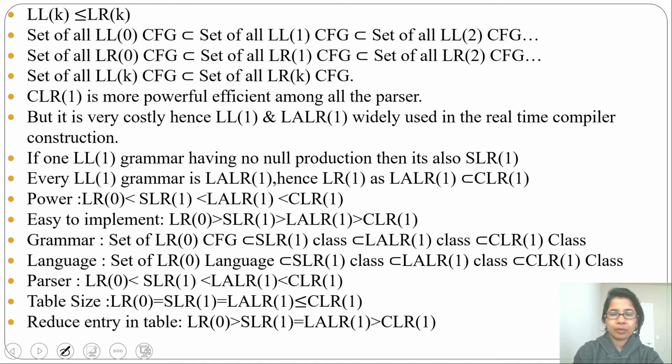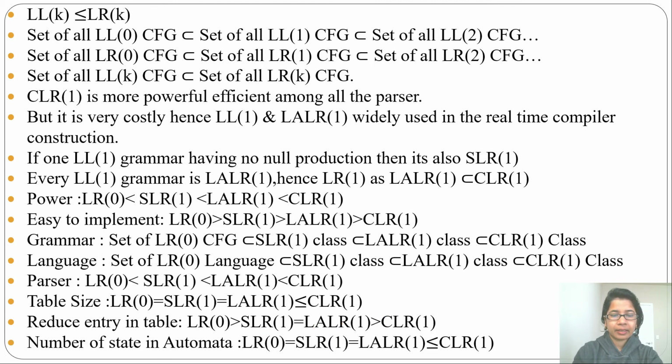Next, reduce entries in the table size. LR0 has the most reduce entries, as we are writing the reduction in all columns of the action part. Then it's SLR1. In SLR1 we are writing the reduction only in the follow of the LHS side variable. And SLR1 and LALR1 reduction entries are the same. In LALR1 we are writing the reduction in the lookahead symbol column, and in CLR1 we are writing the reduction in the lookahead symbol column. But LALR1 is a merge of more than one state, so here it is equivalent to the follow of the LHS side variable.